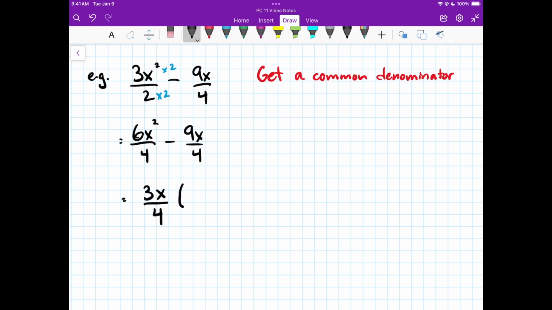Then if we see what's left, from the top of the first fraction, the 6 is now just going to be a 2, and we're down to a single x. And then for the second fraction, the 9 is now going to be 3, and the x is gone. Which leaves us here.